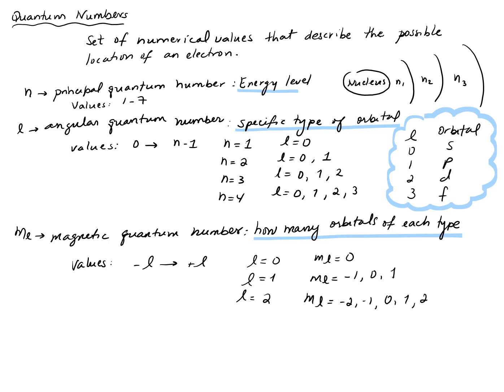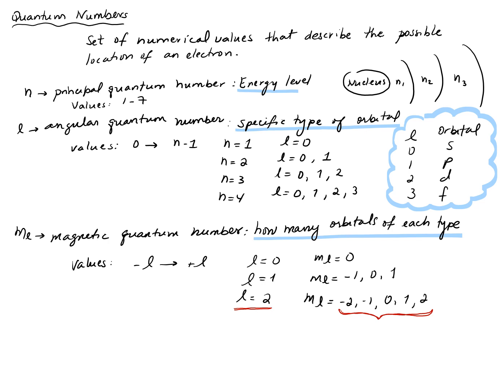So what that means is, if you have a value of L that is equal to 2, since m sub L goes from minus L all the way to plus L, your numerical values of m sub L are going to start at negative 2, negative 1, 0, 1, all the way to 2. So for that specific example where you have L equals 2, I'm getting these 5 possible values of m sub L.